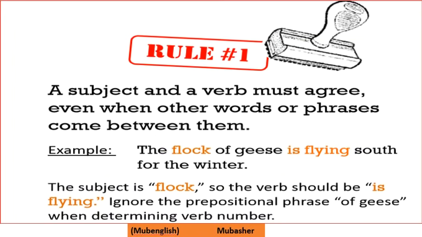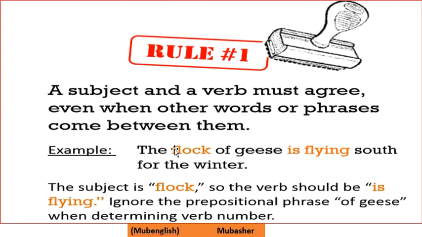Now let's discuss rule 1. A subject and a verb must agree even when other words or phrases come between them. The flock of geese is flying south for the winter. Now, of geese are the words which are coming in between the flock and is.